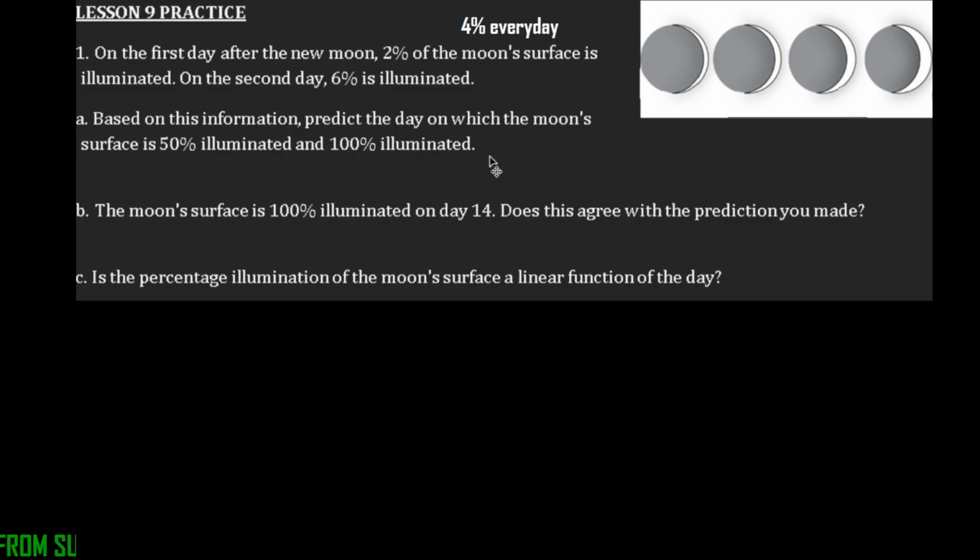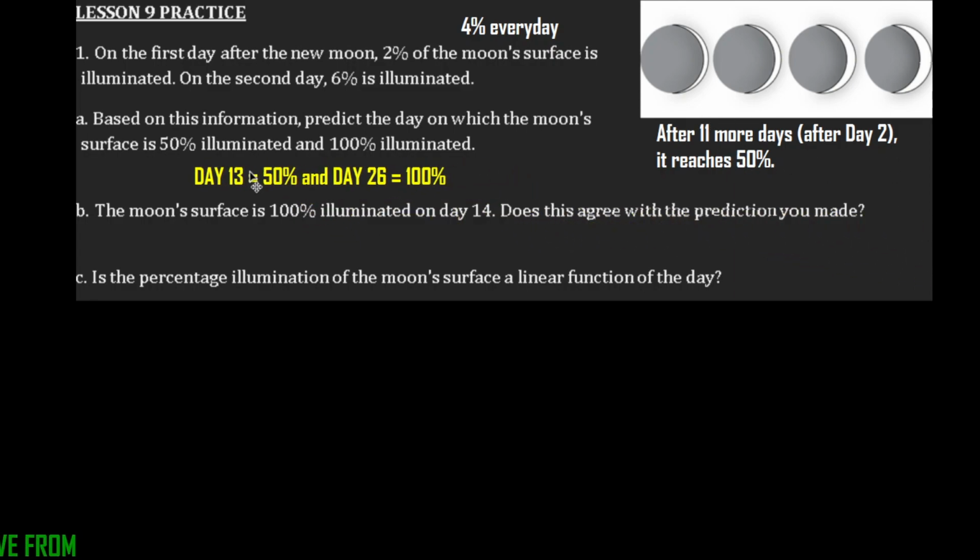Then it says, based on this information, predict the day on which the moon's surface is 50% illuminated and 100% illuminated. Well, if we read this as well, we can say after 11 more days, after day 2, it reaches 50%. So we have to combine those two together. So we're going to say day 13 is equal to 50% illuminated. However, we double that, so we're going to say day 26 is 100% illuminated.